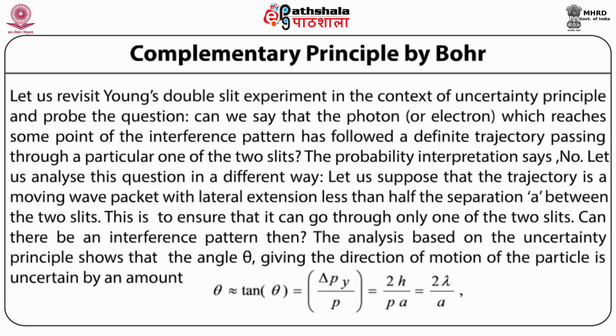Based on the uncertainty principle, we see that the angle theta giving the direction of motion of the particle is uncertain by an amount theta, approximately equal to tan theta, which is equal to delta py by p, which is equal to 2h by pa, and this is equal to 2 lambda by a, where delta py is the uncertainty in the exact determination of the y component of the momentum, p is the momentum, h is the Planck's constant, a is the half separation between the two slits, and lambda is the wavelength of the wave associated with the particle.